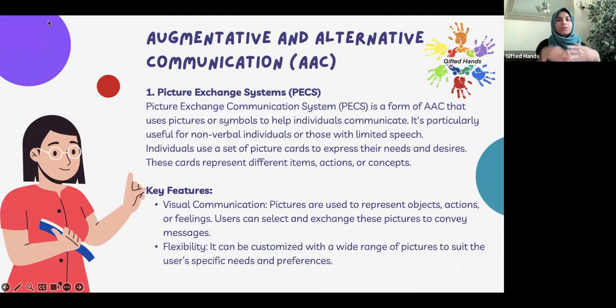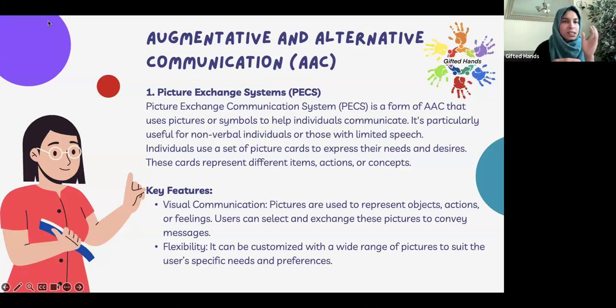So giving you a brief, the Picture Exchange Communication System, also known as PECS, is a form of AAC which uses pictures or symbols. I have shared a few documents in the group. I hope you all have access to that. Once this slide is done, I'll share that as well and give you an example of how you can use that. It is used for nonverbal individuals, meaning really nonverbal individuals.